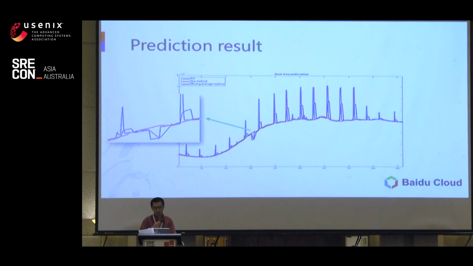The blue curve is the PV curve, and the black curve is the prediction result.